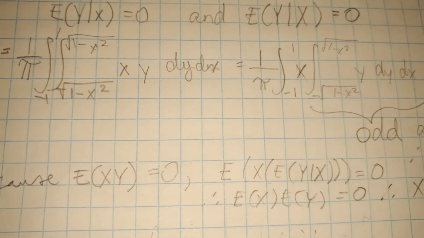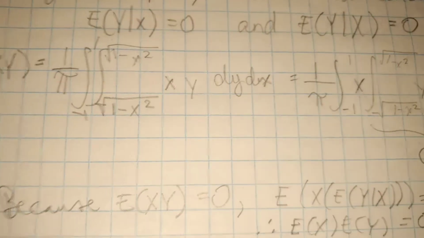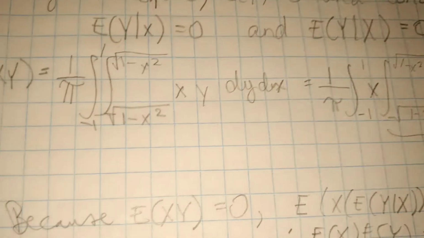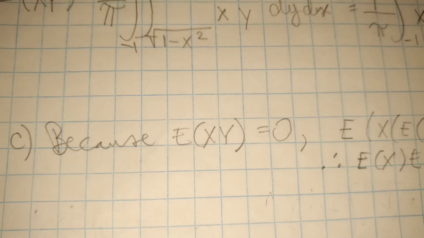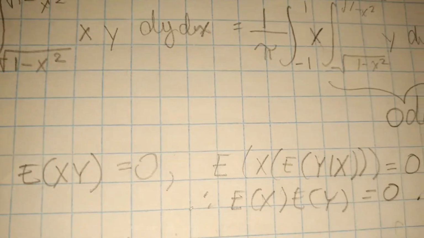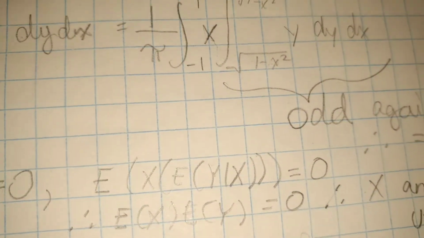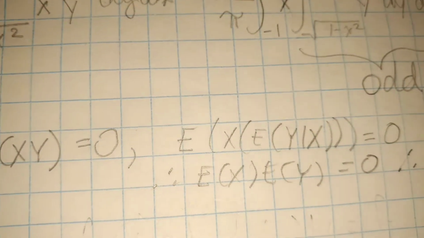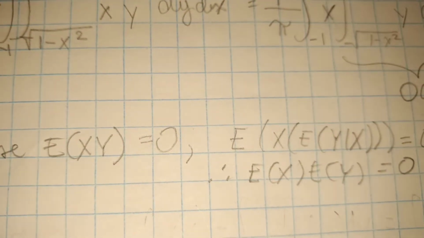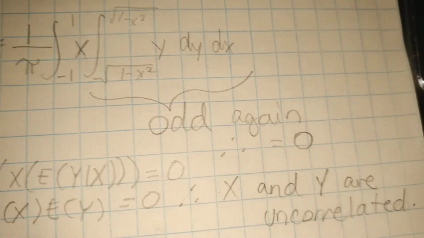That leads into the final part of the question, which asks us to prove or disprove that x and y are uncorrelated. Because E of xy is equal to 0, and E of x times E of y is also equal to 0, and since E of xy is equal to E of x times E of y, that means that x and y are uncorrelated.